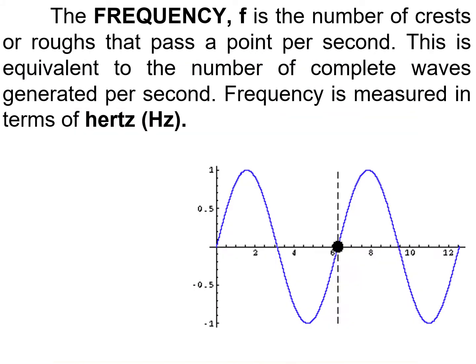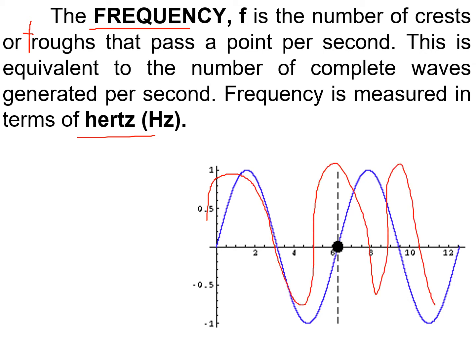Now, in frequency class, the number of crests or troughs, sorry, this is a trough, that passes a point per second. This is equivalent to the number of complete waves generated per second, and frequency can be measured using the unit hertz. If it's too much like this, pag madami pong ganito class, ang tawag po sa kanila frequency, as in dikit-dikit po. Frequency po ang tawag po doon sa kanila.